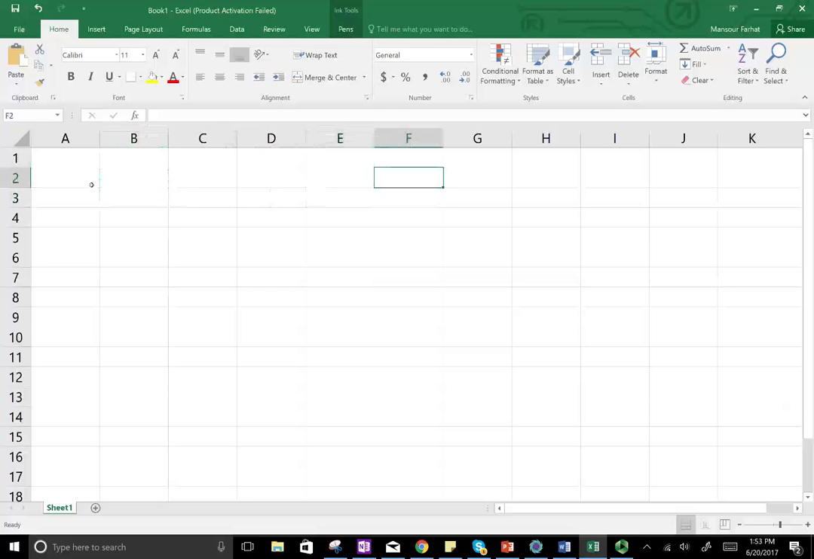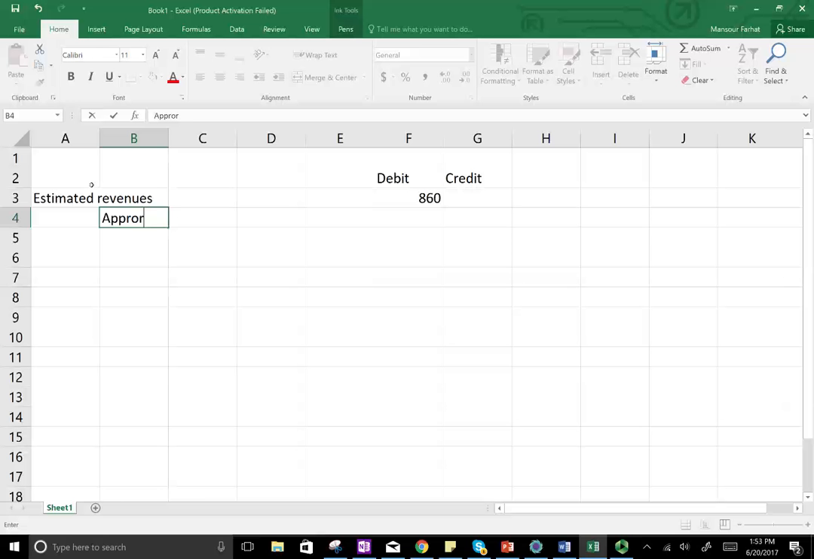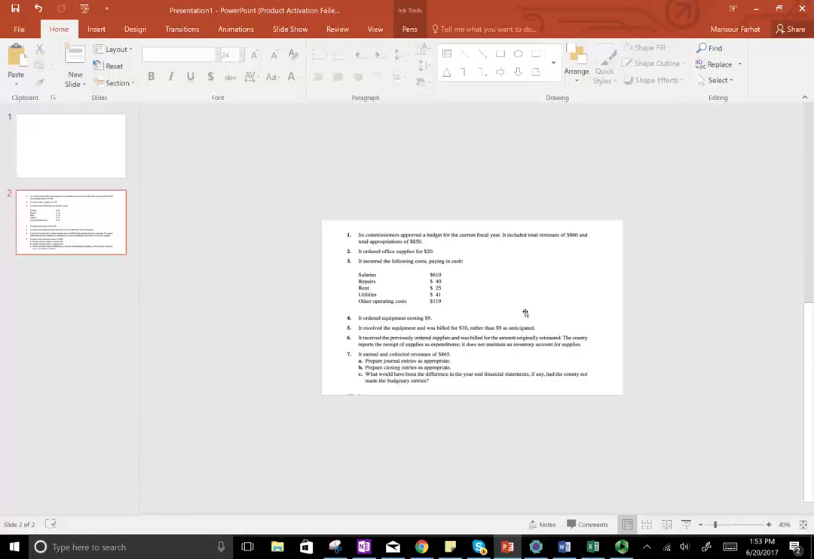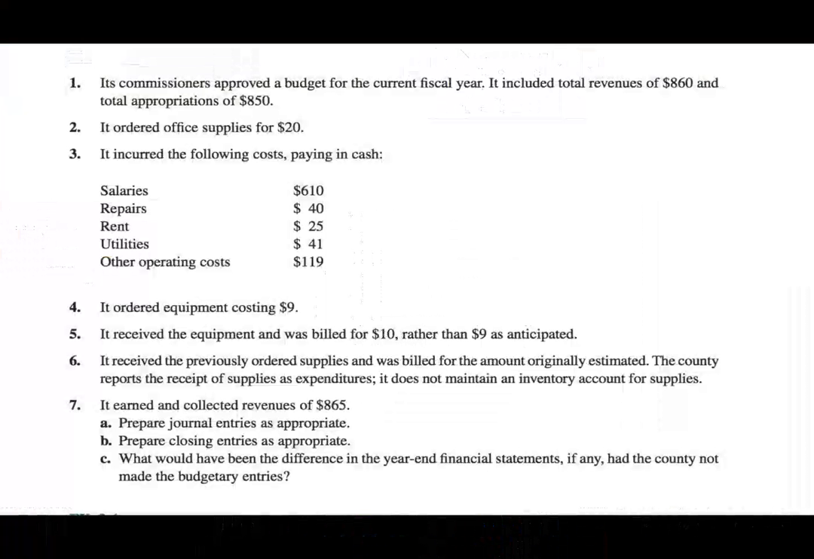So we're going to have a debit column and a credit column. We're going to debit estimated revenues $860. We're going to credit appropriation $850. Well, let me take a look at the numbers. Yes, it's $850 and $860. $860 in revenues, $850 of appropriation.